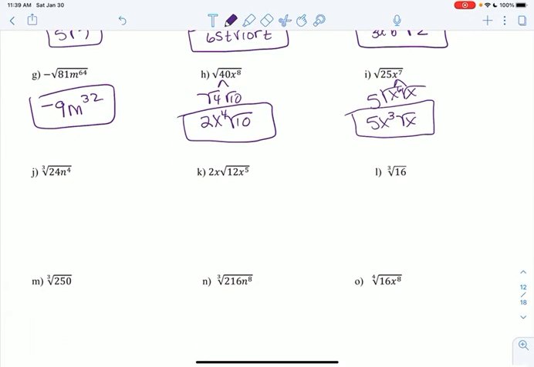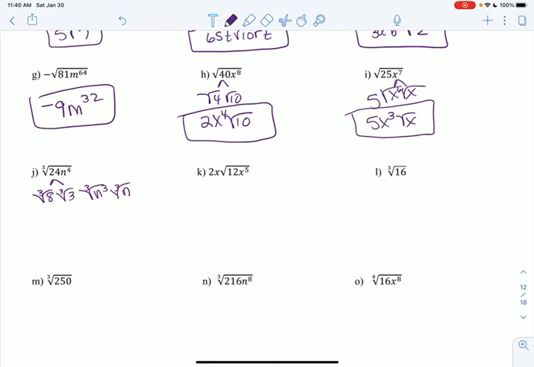Cube roots are definitely a little bit more complicated to do. So I got the cubed root of 24. So I'm going to break that down to the cubed root of 8, which is a perfect cube, and the cubed root of 3, because 8 times 3 is 24. And the n's I'm going to break down to the cubed root of n to the 3rd, because remember I want multiples of 3, and then the cubed root of n, the one left over.